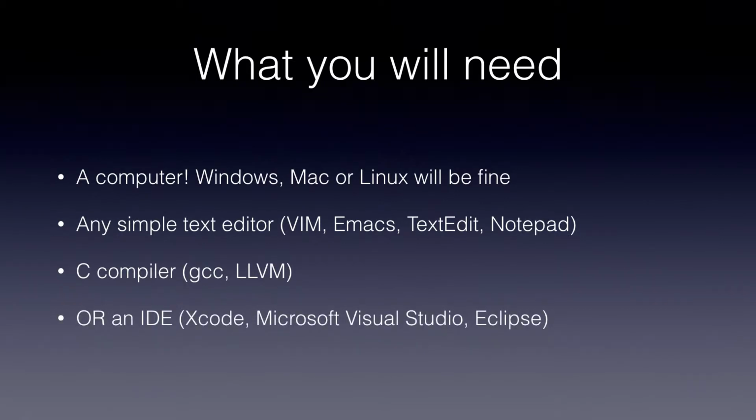Now, if you want, and this is actually preferred, you can get an IDE, which stands for Integrated Development Environment. This is a text editor and compiler in one, but it also has extra features such as version control and code completion. So if you start typing something, it will suggest code for it to complete for you. It will also check your code for errors. Some examples of IDEs are Xcode for Mac, Microsoft Visual Studio for Windows, and Eclipse.